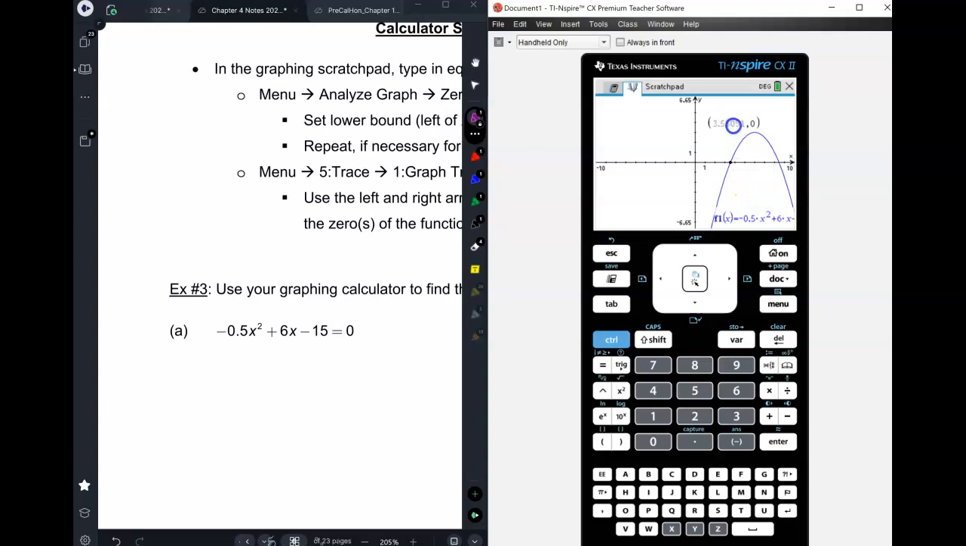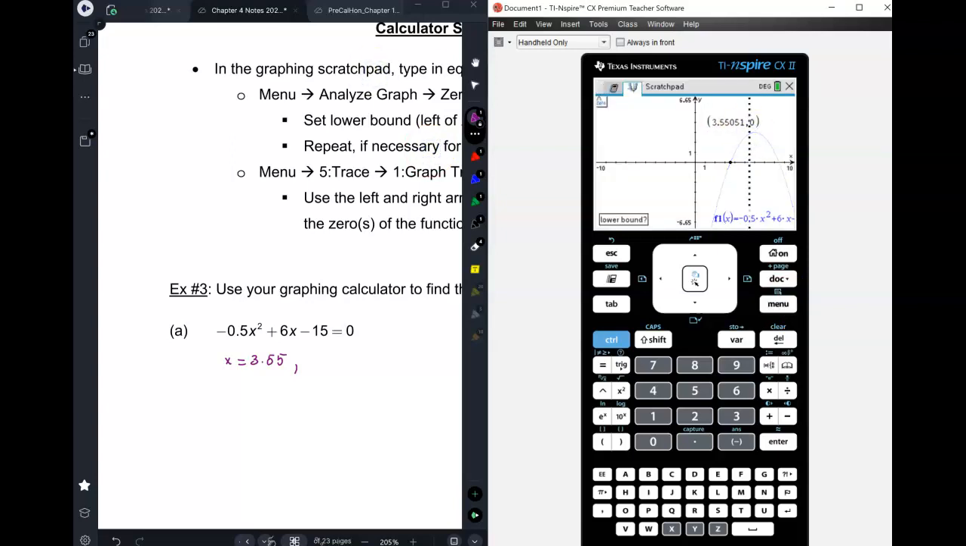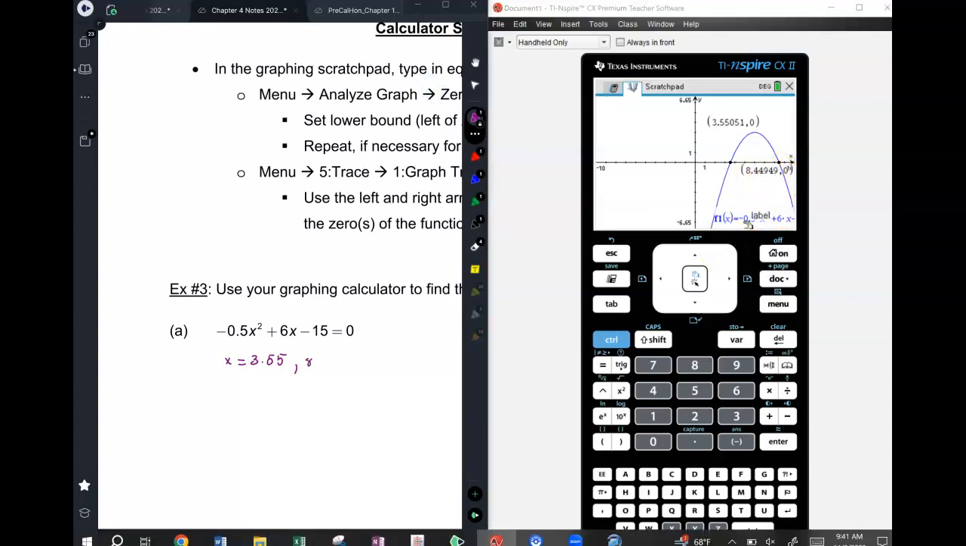So I got 3.55. So here I say x equals 3.55. Now what you're going to do is go back to menu, analyze graph, 0. Now you want to find that other point, right? So here, I get 8.45.